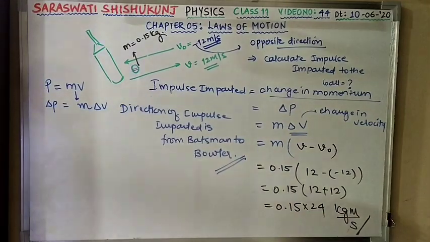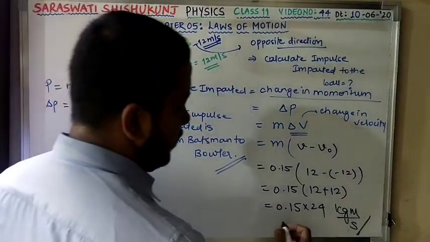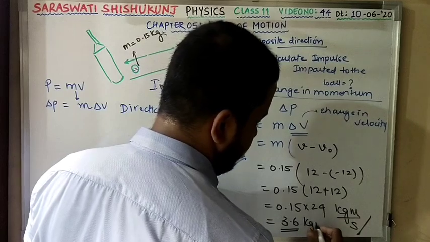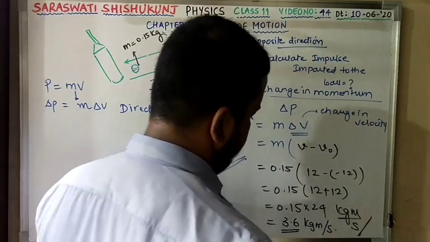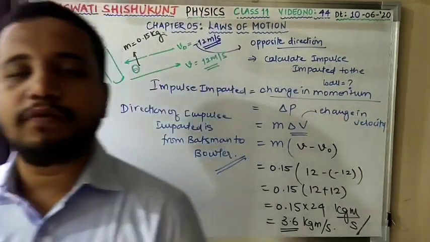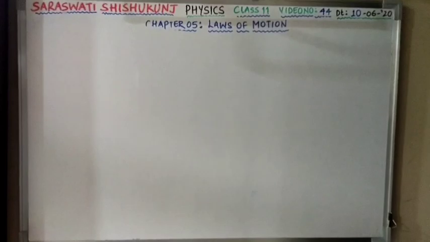100%. Very good. Moving to the next theory, that is Newton's third law of motion. Here I've calculated that it is nothing but 3.6 unit kg meter per second. Hope it is clear perfectly. Any doubt? No doubt. Moving to the third topic of today, that is Newton's third law of motion.